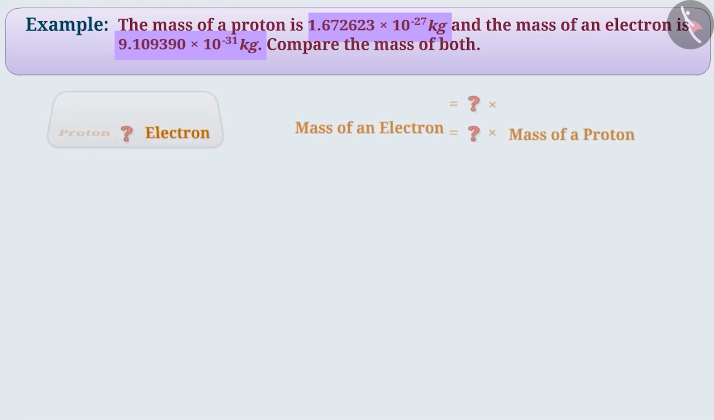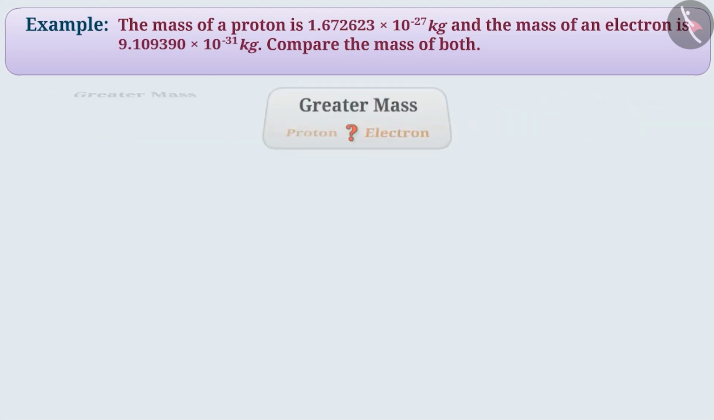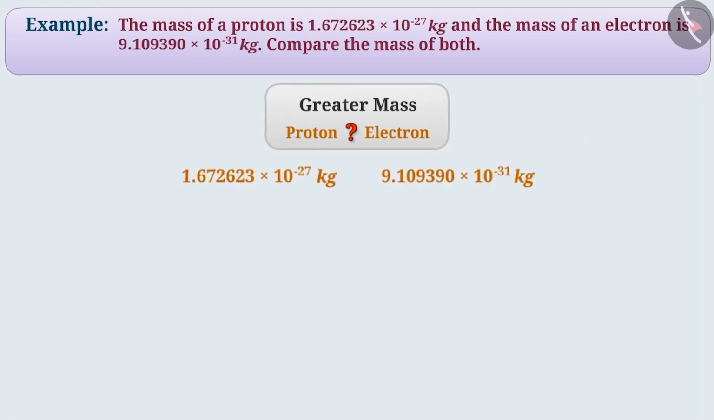We can compare them in different ways. We can determine which one has a higher mass among them. Similarly, we can also find out how many times is the mass of one greater than the mass of the other. Let's look at the first method. Which number is greater or smaller amongst the two exponential numbers? To find this out, we equate the units and exponents.